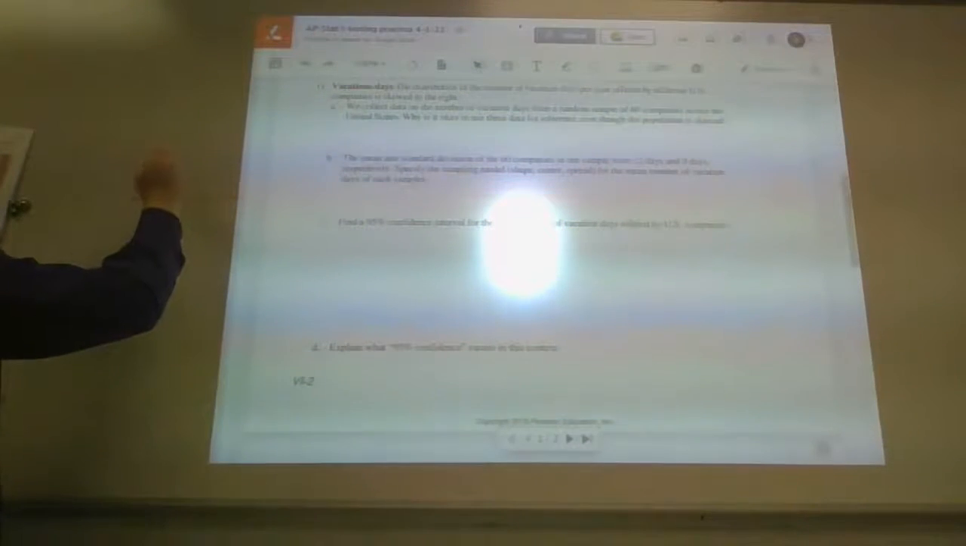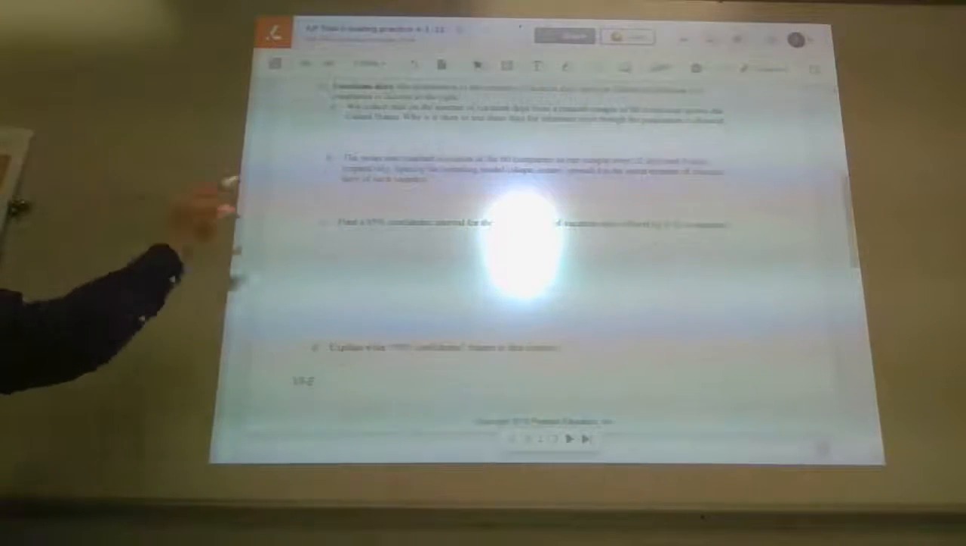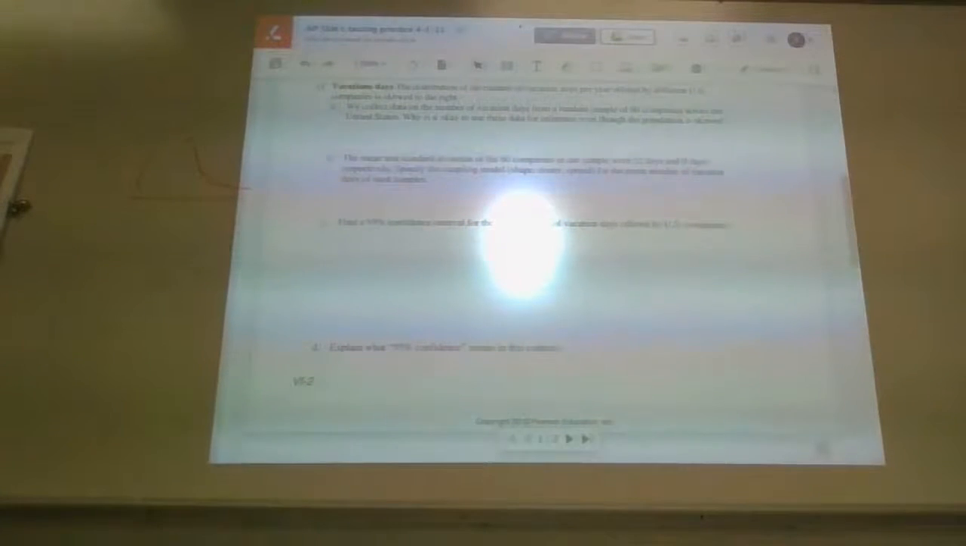Just want to think about it being skewed to the right. If it's skewed to the right, that means the tail is to the right. It looks something like that, just kind of in my mind.